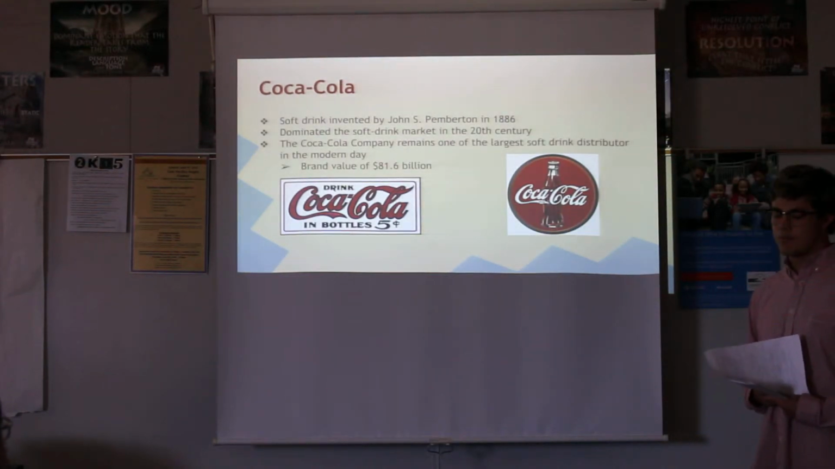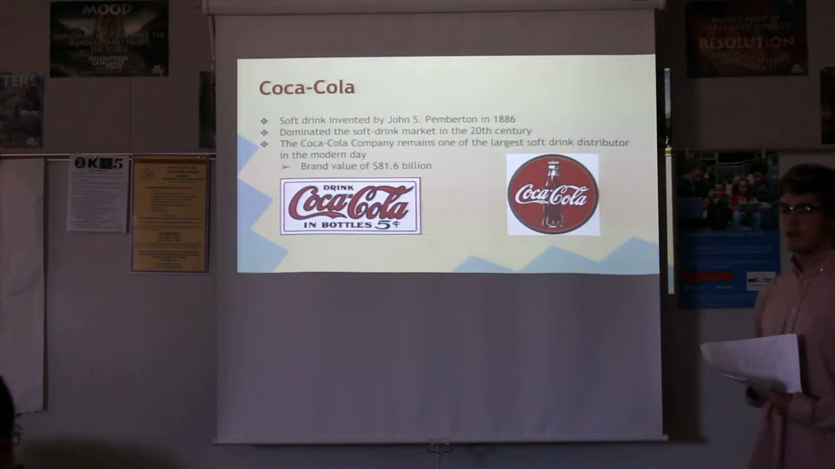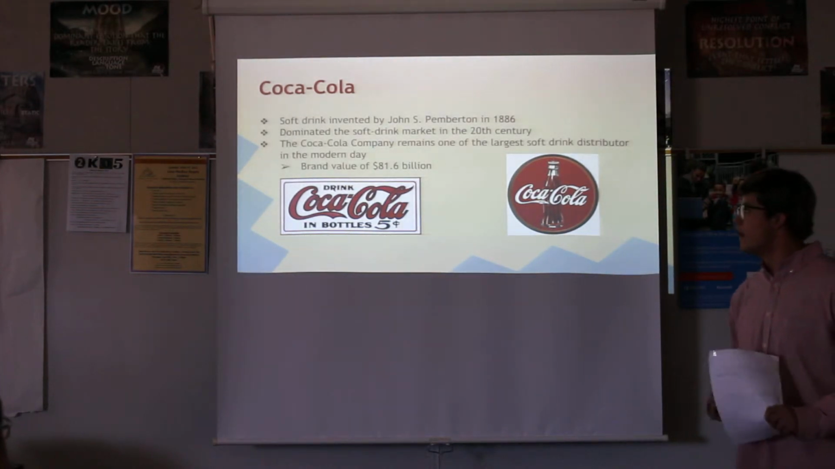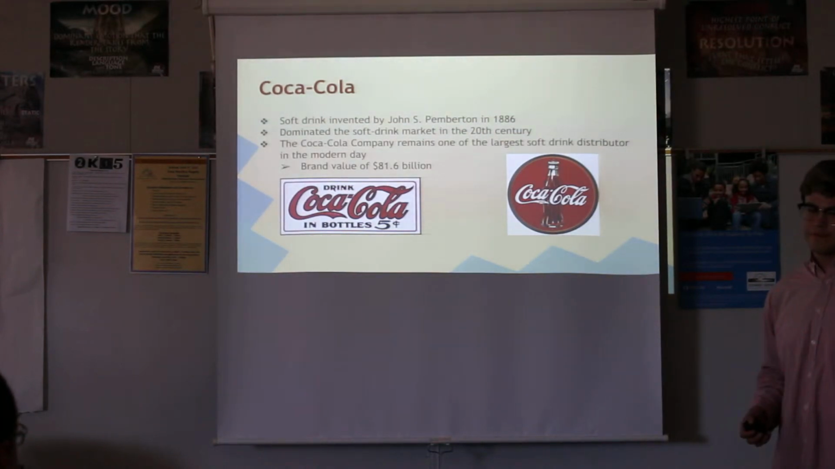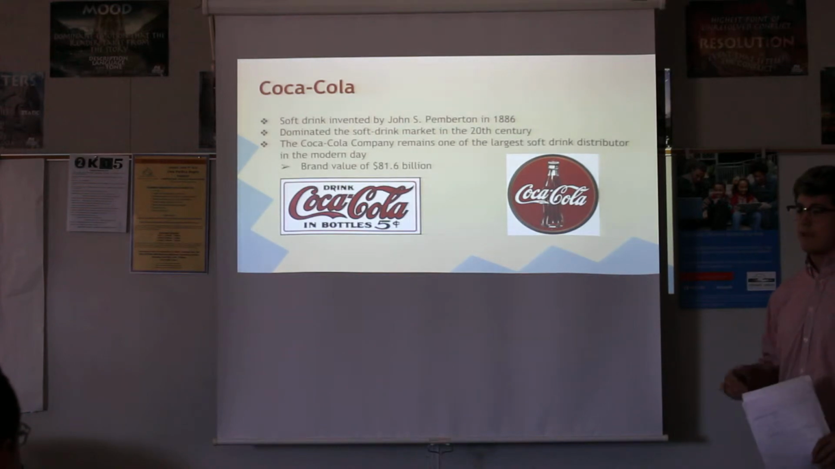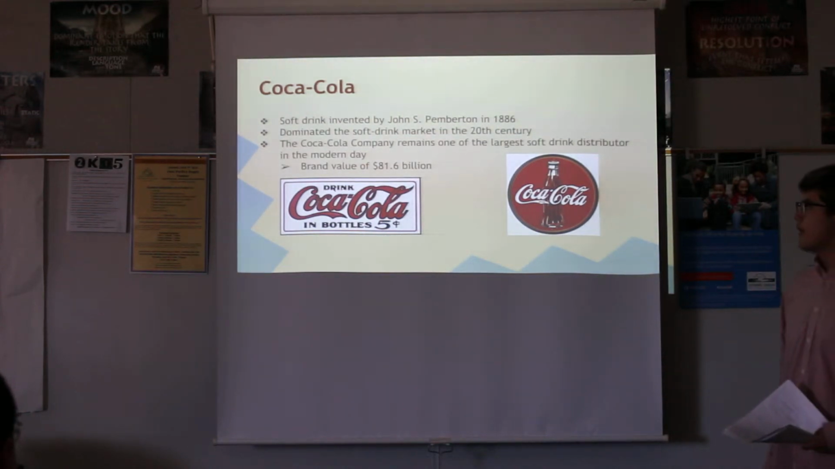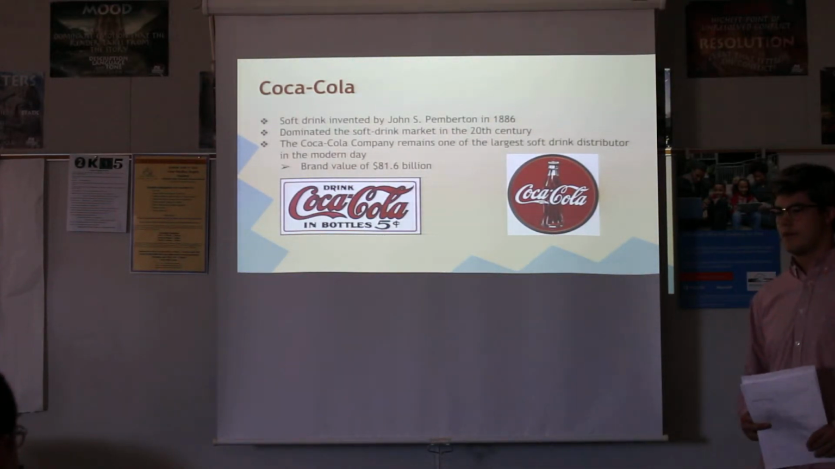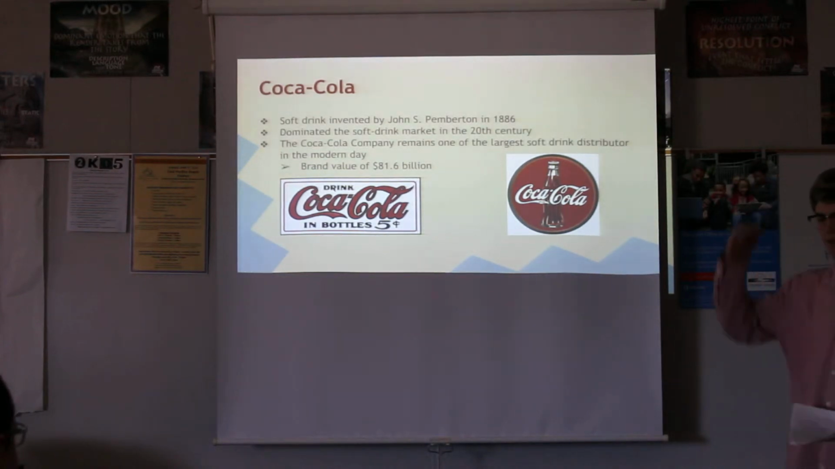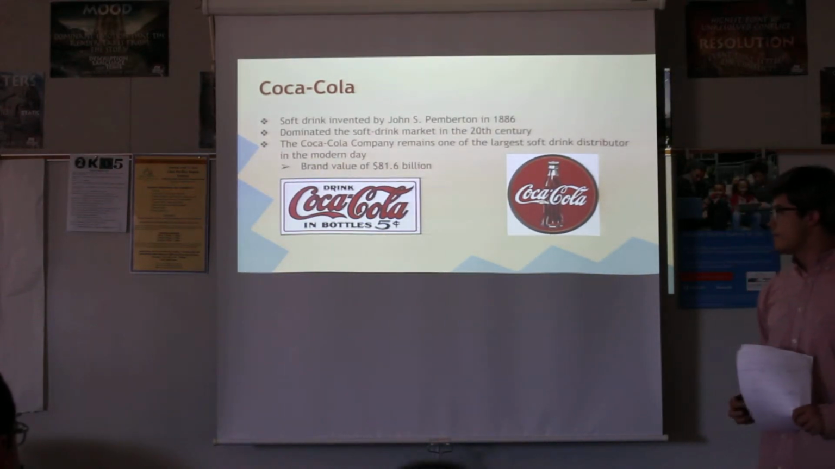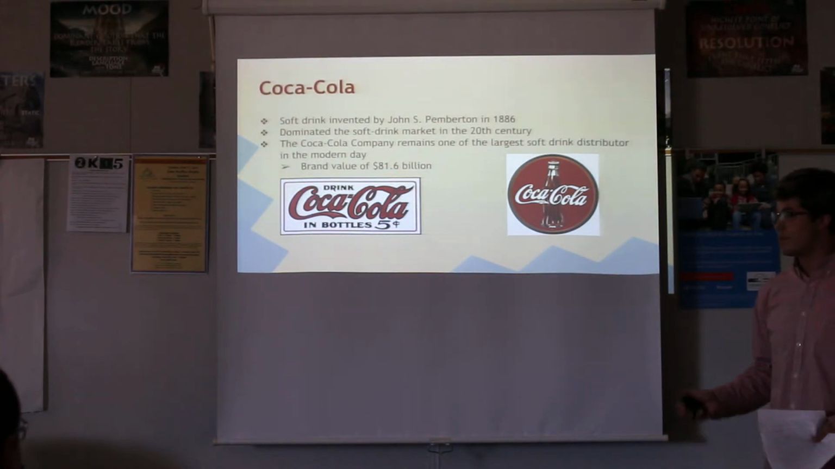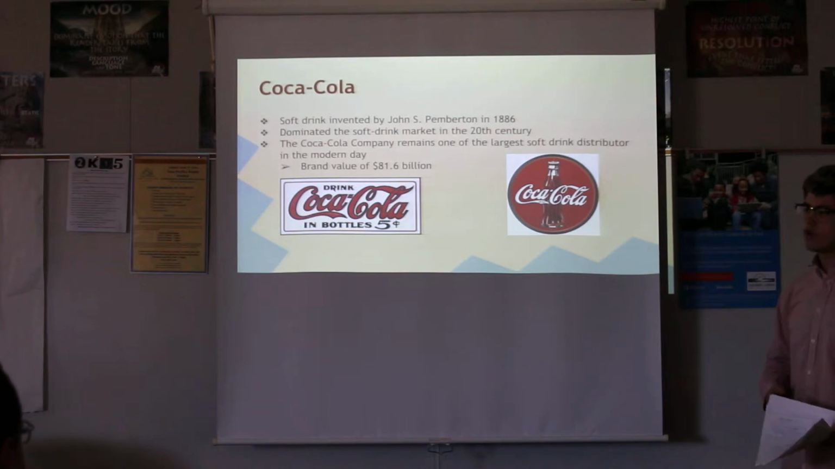Before we get started, a brief introduction to the companies which I will be covering, charting the evolution of. First is Coca-Cola. As you probably have all heard, Coca-Cola is a soft drink invented by John S. Pemberton in 1886. It slowly became dominant in the soft drinks industry, and today it's one of the leading brand names. It's ranked number 4 on Forbes' list of most valuable brand names, with a value of $81.6 billion, and it was chosen for this project due to its almost universal recognition.